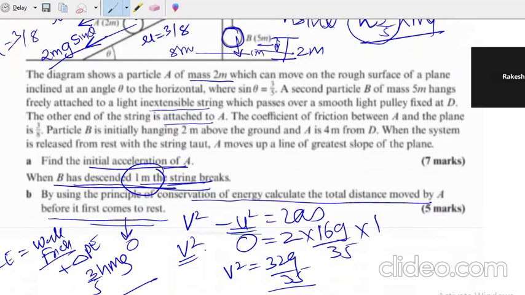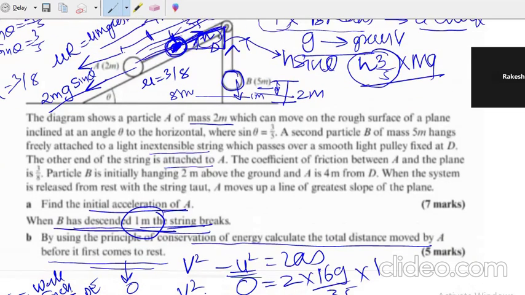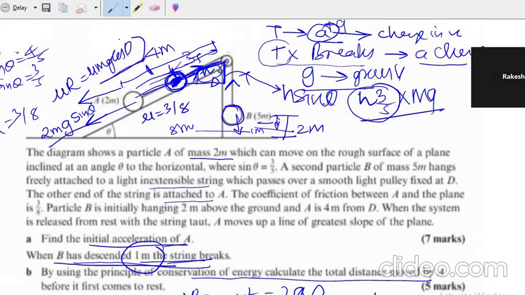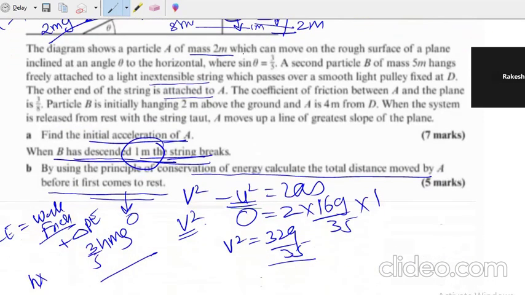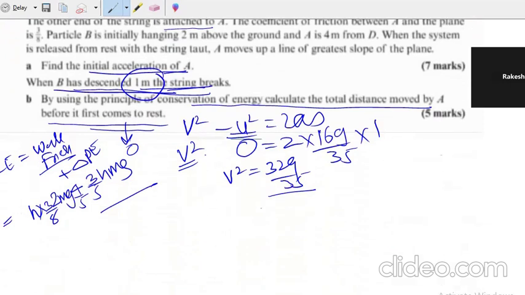And what is the work done by friction? I know h is the distance traveled. I know the frictional force. That's mu mg cos theta. So this is into mu, which is 3 by 8, into 2 mg cos theta, which is 4 by 5. This is equal to half mv square, where this much energy goes because v becomes 0. So half again cancels, m cancels.